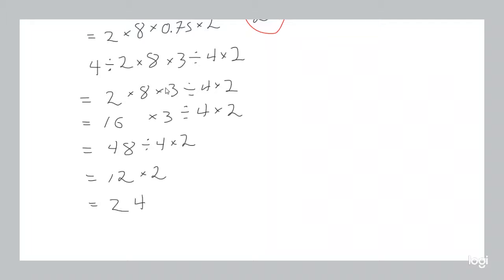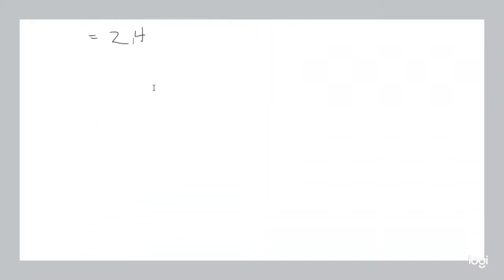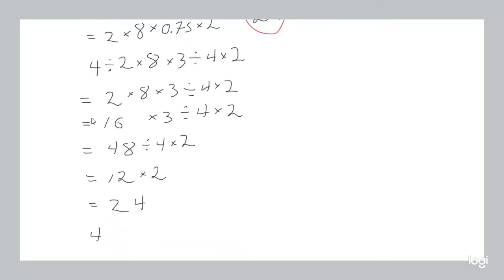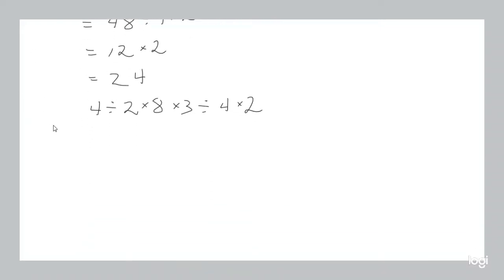24. So you actually don't have to do division first. Okay? Let's do things in the completely opposite way. 4 divided by 2 times 8 times 3 divided by 4 times 2. Let's do all the multiplication first, and only then will we divide. And you're going to see what happens.